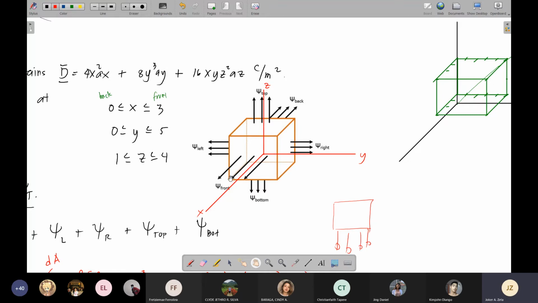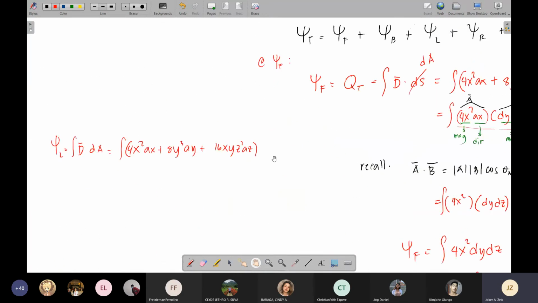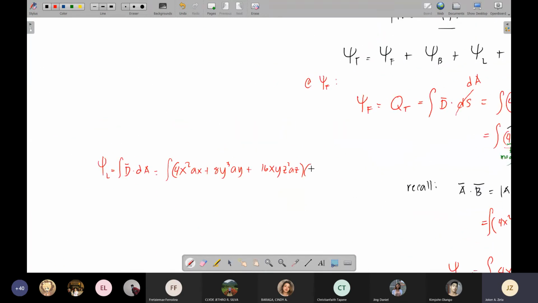What are the axes? This is z and this is the x-axis. Therefore, the differential area or differential surface of the left surface would be dz and dx. Okay? Or that is dx dz, in our chronological order, dx dz.